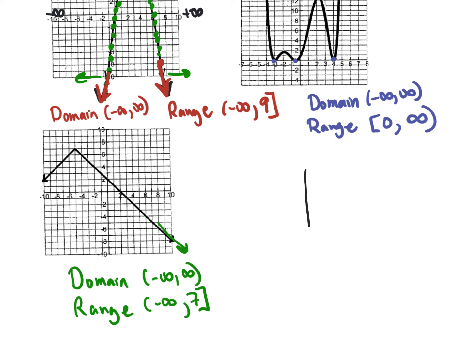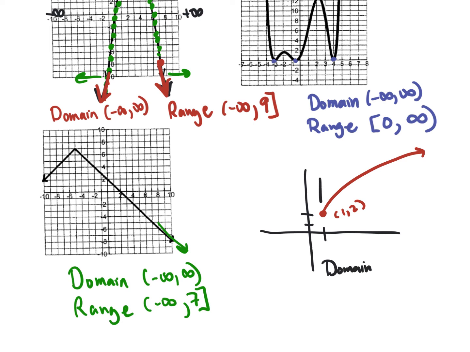Now, you can certainly have your domain stop too. Let's just draw an extra one just for fun. Let's say you have a problem like this. So this is the point 1, 2. So in this case, my x's don't go forever. The point with the smallest x is this. There is no point with an x smaller than 1. So in this case, my domain would be 1 to infinity. My range also is limited because the smallest y value on this graph would be 2, and the highest y value would go off to infinity.